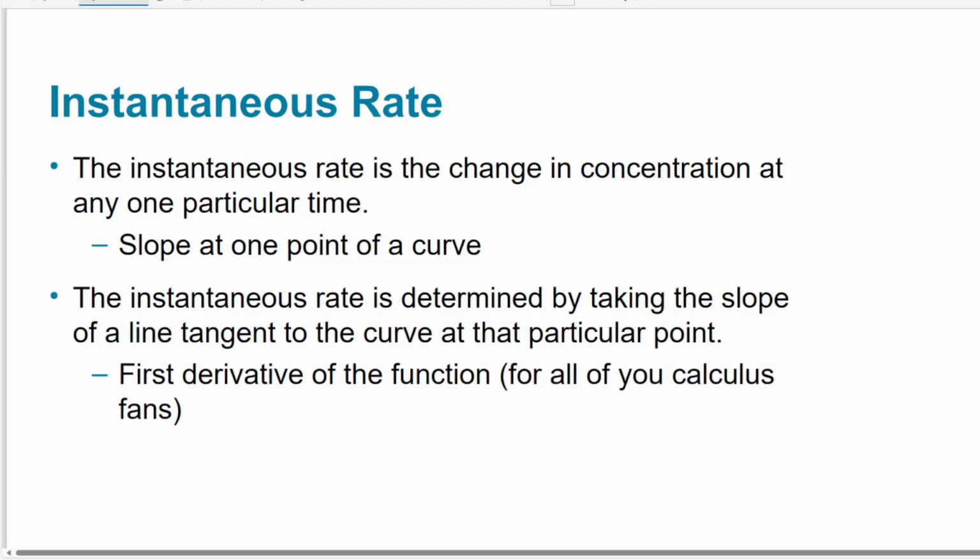As our time interval becomes smaller and smaller, what we're measuring is the instantaneous rate of change in concentration at a particular time. And this is our slope at that point on the curve. The instantaneous rate is determined by taking the slope of a tangent line to the curve at that particular point. So, if you've had calculus, this would be the first derivative of the function.